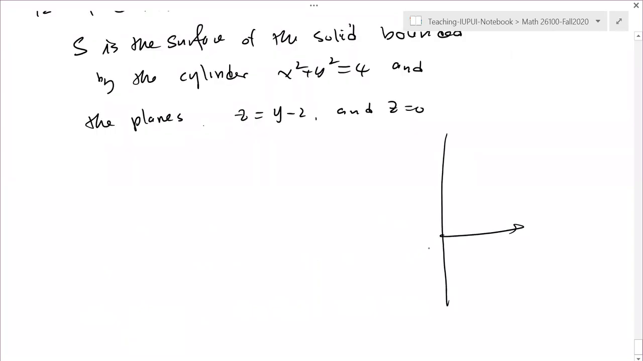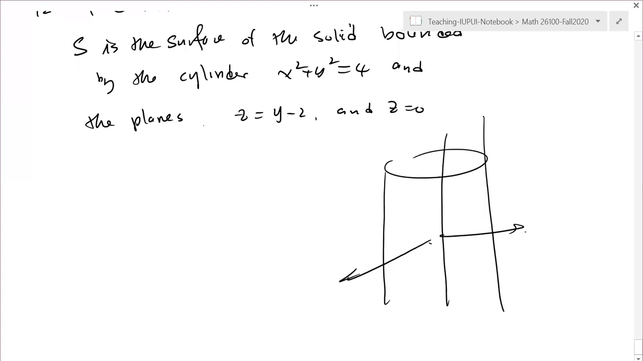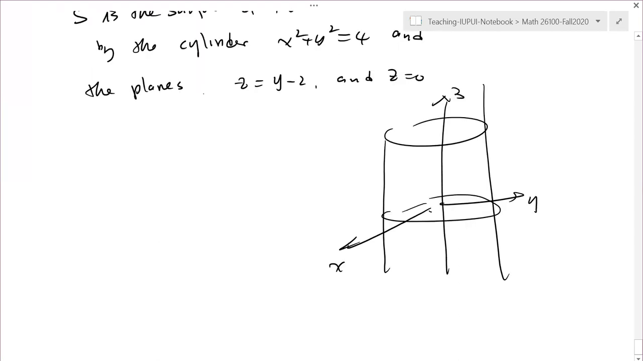This is the cylinder, right? X-axis, Y-axis, Z-axis. Z equals 0 is this. Now Z equals Y minus 2. Now be careful about 0 equals minus 2, okay? When Y equals 0, Z is going to be negative, somewhere here, okay?